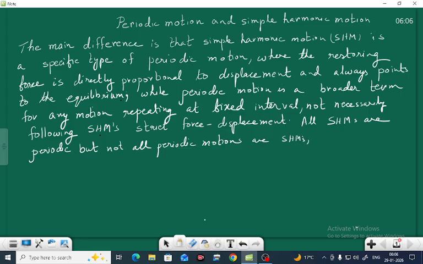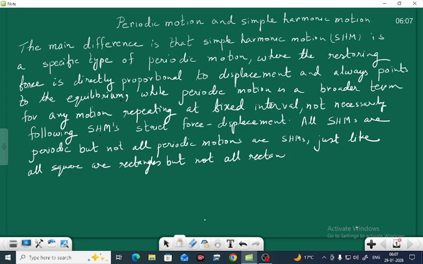Just like all squares are rectangles, but not all rectangles are squares.